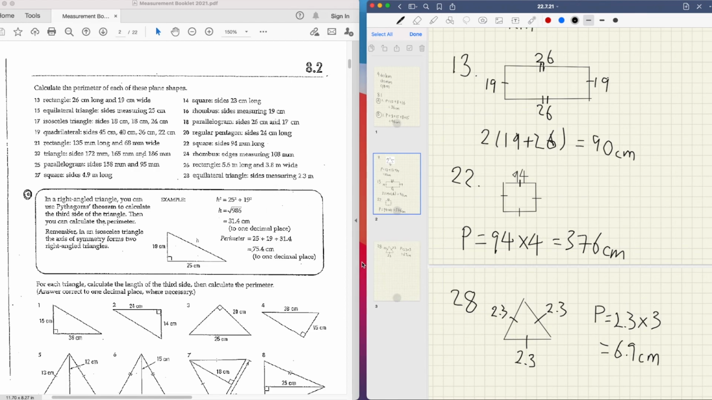Alright, so hopefully by going through some of these examples, it gives you a brief understanding of how to do the questions from 13 to 28. Now I just want you to do the questions by yourself, and feel free to post any comments on Google Classroom if you have any questions. Thank you.